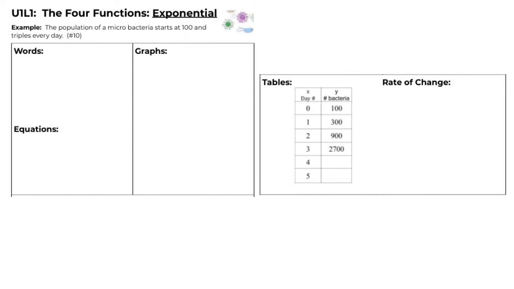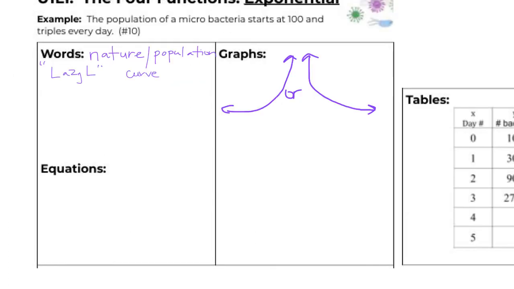And some words that you will see associated with exponential are population and really anything that is naturally occurring. The graphs look like what we call a lazy L, so it's just like a sloped L like this, or it would be the reflection of that. So it might look something like this. Notice that there is no turning point in this curve. So it's always increasing or always decreasing.